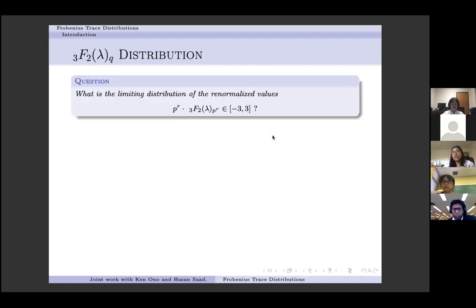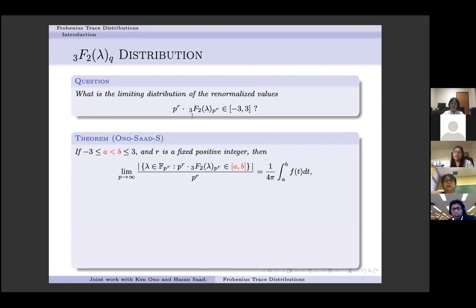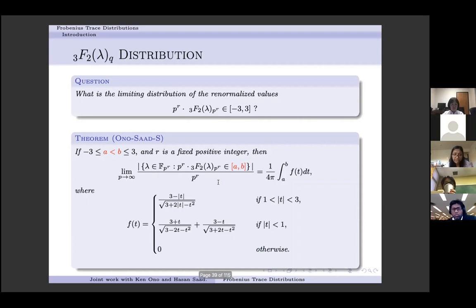The second question we would like to study is the same: what could be the limiting distribution for this 3F2 hypergeometric function? Here we also renormalize the values of this function so that they lie in the interval -3 to 3. In our theorem, we prove that if a and b are two real numbers that lie in this interval -3 to 3, then the limiting distribution of the renormalized values of 3F2 functions that lie in the interval a to b converges to this definite integral of f of t, where f of t is this particular function. We call this distribution the Batman distribution.